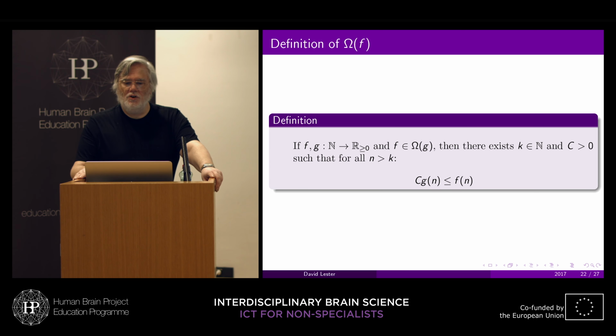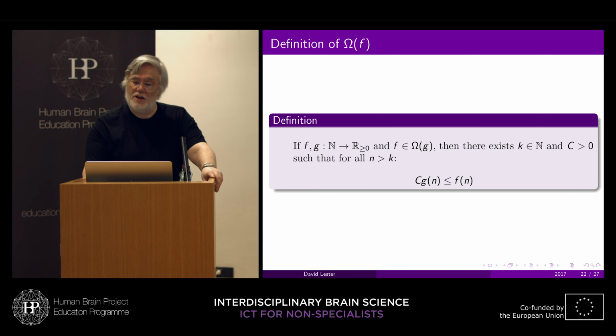So here's the definition of capital omega, and all that's happened here is that we've inverted the order of f and g in the final line of the definition. So we're now talking about something which is less than or equal to f of n.